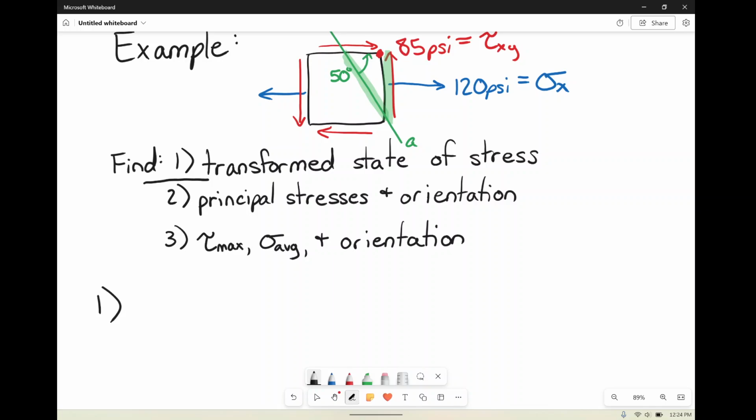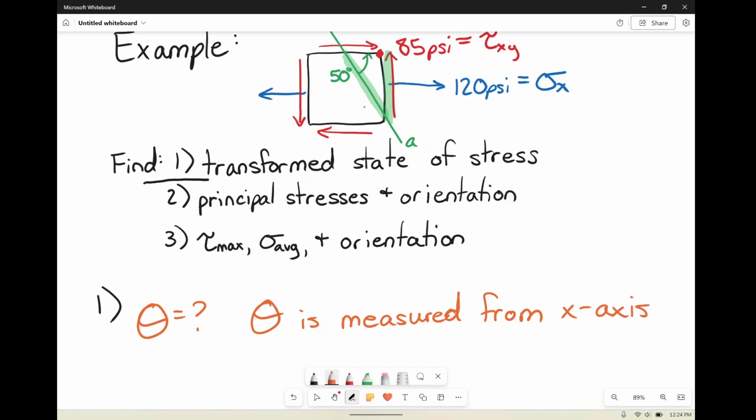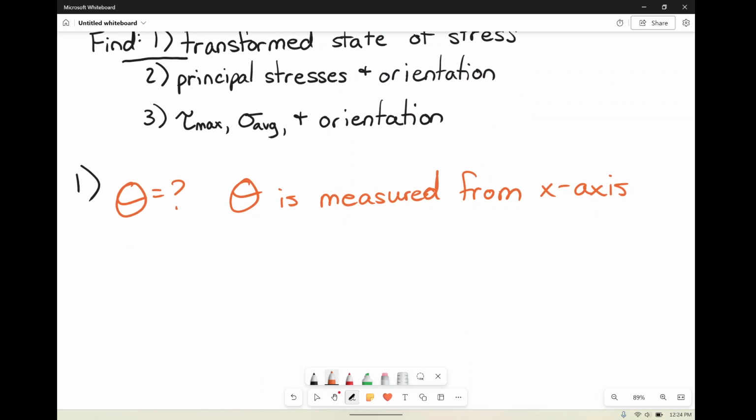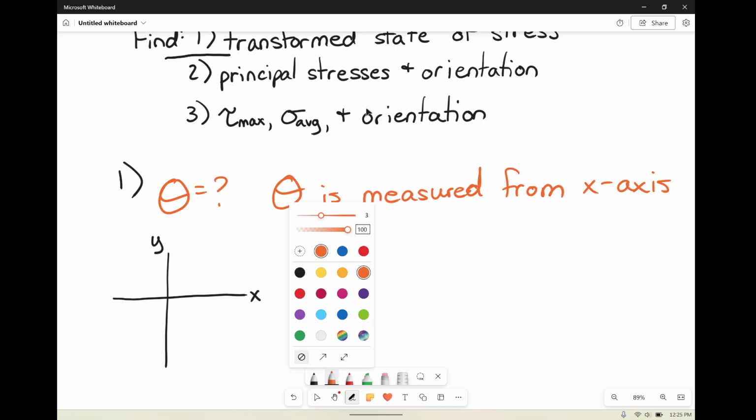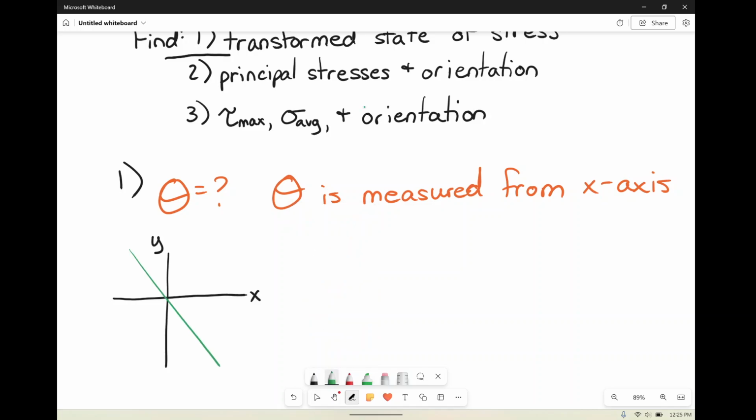So step number one, we need to know what is theta, right? So what is theta? It is not 50 degrees. Theta is always measured from the x-axis. So for the x-axis, you can see that AA surface there is not the x-axis. So again, let's draw what this looks like. We have axes here. So this is our x-axis, this is our y-axis, and we said we had a plane here that's going through it, and we said this was 50 degrees, right?